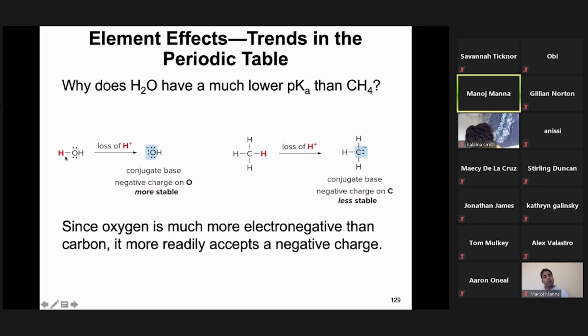Now, if I remove this H plus, we have OH minus, right? If we remove H plus from methane, now there is a negative charge on carbon. I'm talking in terms of element effect: a negative charge on oxygen and a negative charge on carbon. Where is it more suitable? Oxygen is more electronegative than carbon, so this is more favorable. This one is more favorable because oxygen is more electronegative. That means this will be more acidic than that one.